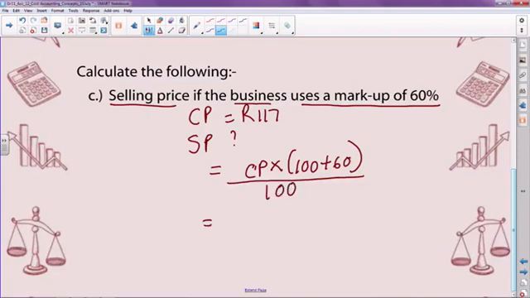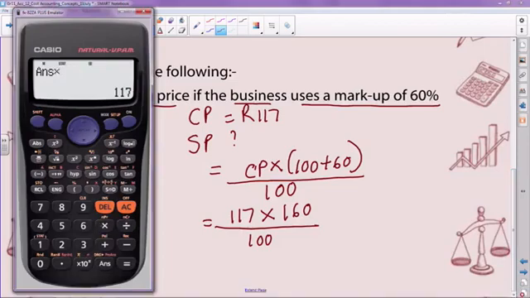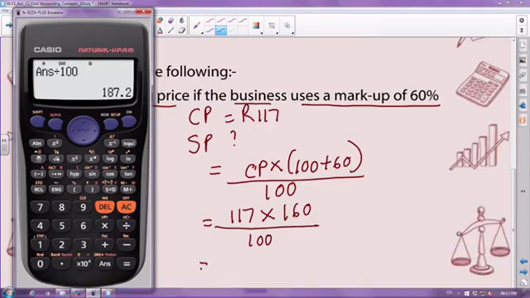Okay, right, so let's do that. Our cost price we know is 117. We're going to multiply this by 160, and we're then going to divide this by 100. Right, so let's do that. Okay, so 117 times 160. Okay, and we're then going to divide this by 100, and the kite will sell for a selling price of 187.2. Okay, so in other words, 187 rand and 20 cents.